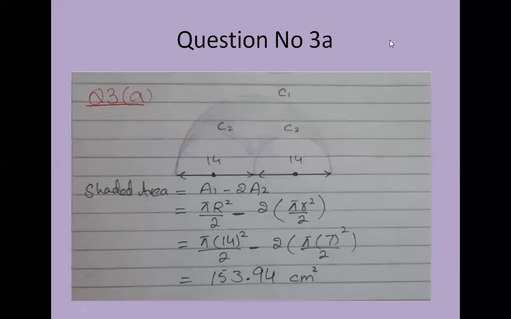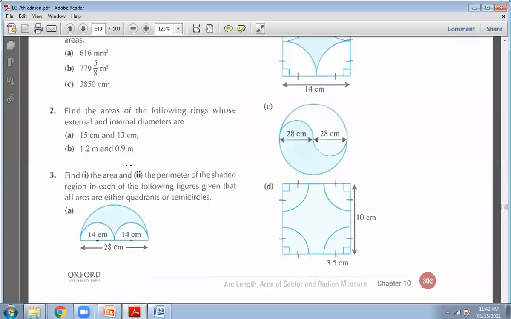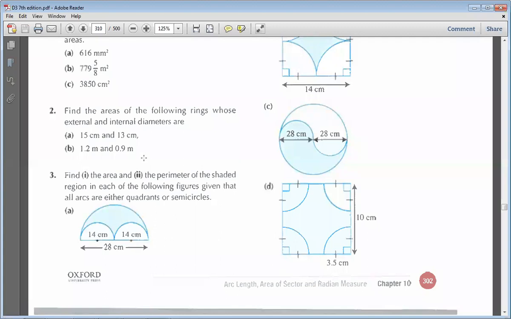I think this question number 2 is easy. Hopefully you understand, and hopefully you will never forget the formula for the area of the ring. We also call it a washer. The ring is also known as a washer.